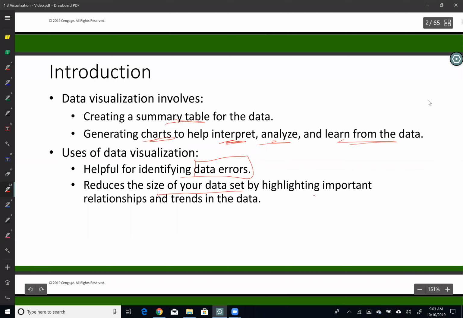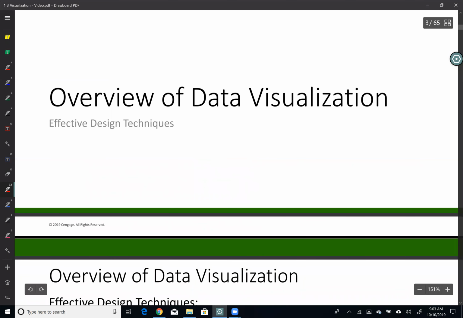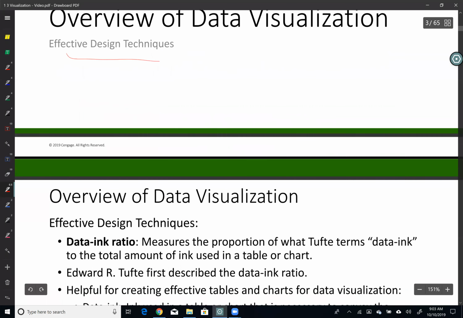And it's important to understand it will help us to understand important relationships and trends in the data. Okay, so these are some important things. So let's talk about some effective design techniques.